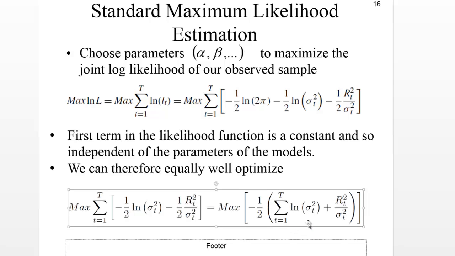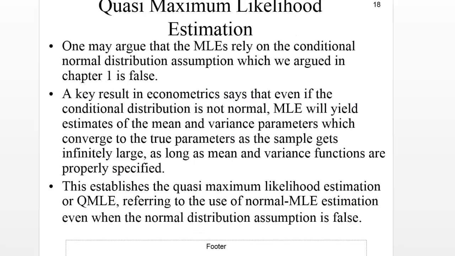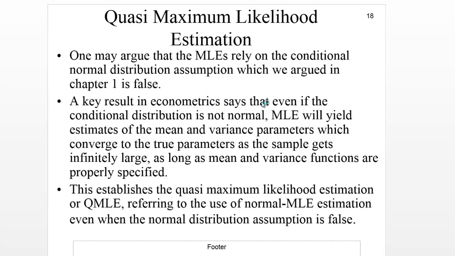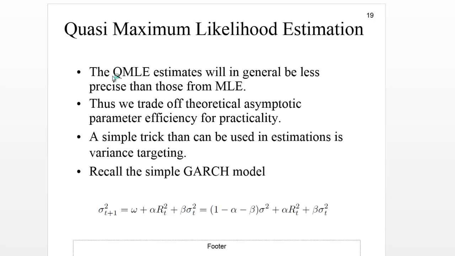Remember here, what is going to change is sigma_t, which is coming from a GARCH model. Well, you could argue that those standardized returns do not follow the normal distribution. However, there's another property of maximum likelihood called the quasi-maximum likelihood. Basically it says that you can still use it even if returns are not normally distributed. In that case, the QMLE, the quasi-maximum likelihood estimate, is going to be not as precise as the one from MLE, a trade-off between efficiency and practicality.